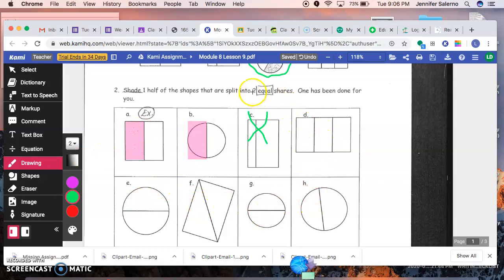You're looking for two equal parts. Two equal parts. And when you find a shape that has two equal parts, you're going to shade in one of them. Okay? All right.